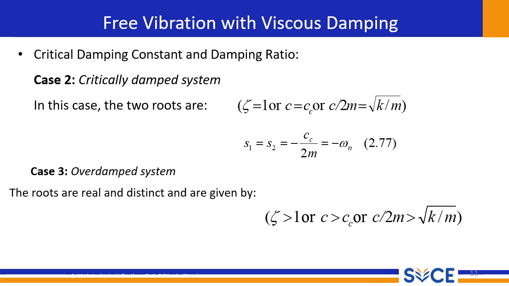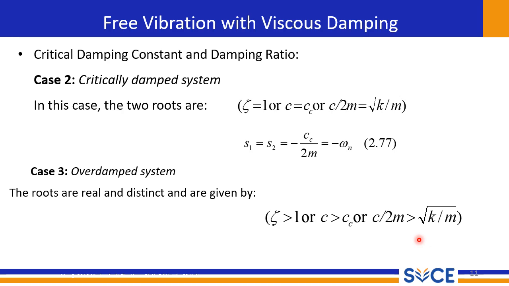In the previous slide, we mathematically came to a conclusion that a critically damped system means zeta is equal to 1, C equal to Cc. But in the case of overdamped systems, this occurs when the damping ratio is greater than 1, damping coefficient C is greater than critical damping constant Cc. In this case, the roots of the characteristic equation are real and distinct. Because there is so much damping, the system returns to equilibrium without any oscillating, but it takes longer to do so compared to critical damping.